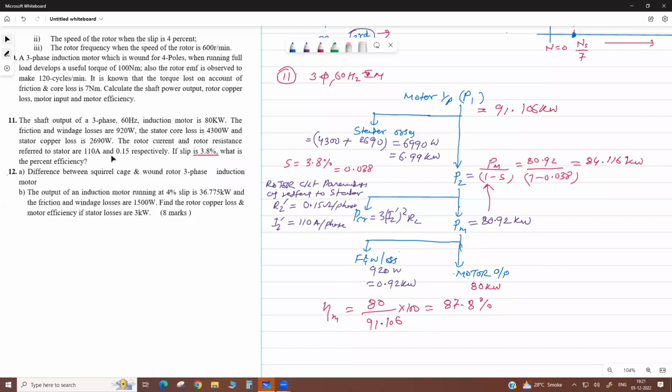सर ये मोटर इनपुट का फॉर्मूला क्या था सर? P1 का स्टेटर लॉस प्लस rotor input plus stator loss, no? This plus this. Okay, downstream में जो power है, so here it comes ना P2 plus stator losses total है. ओके सर.